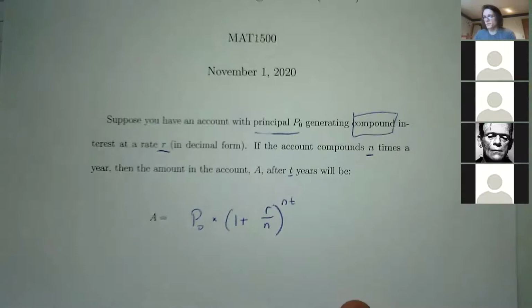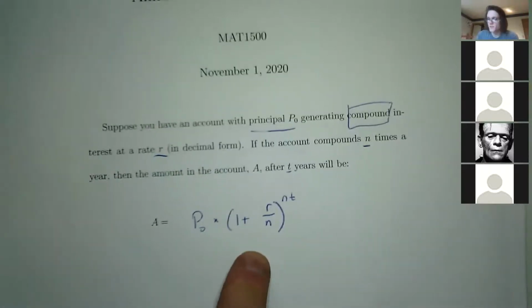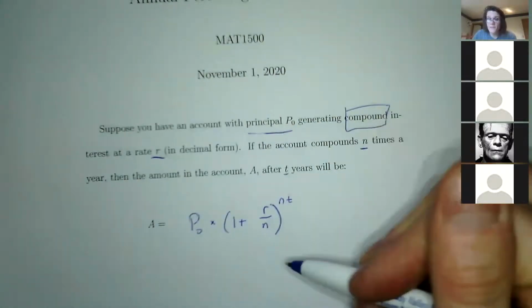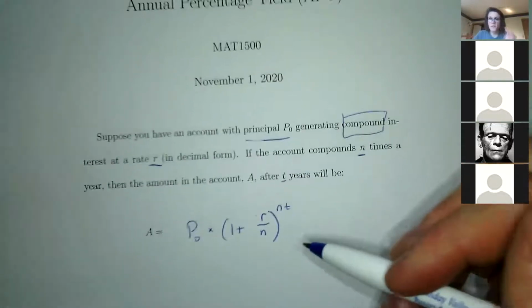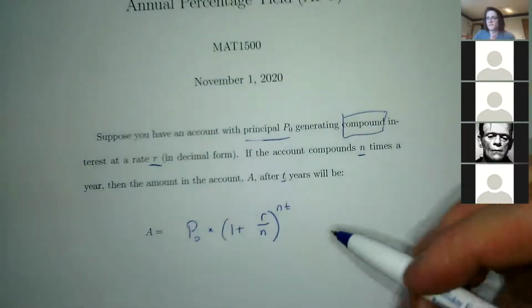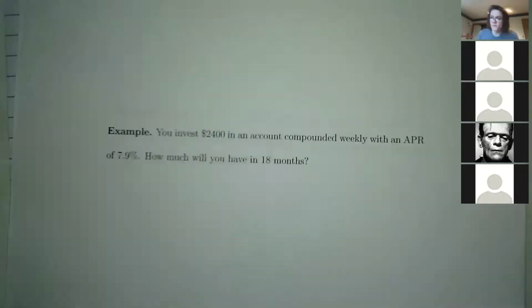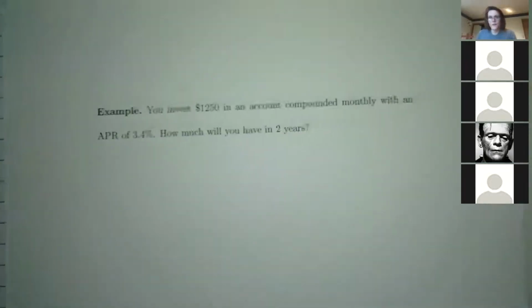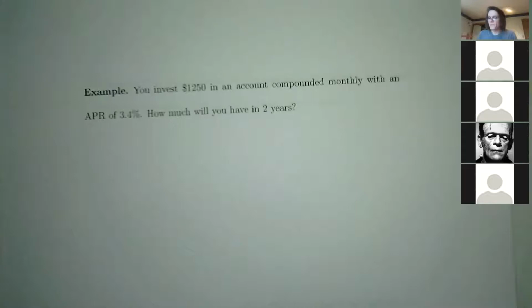So let's try some examples with it. Again, it looks funny, but hopefully we understand where all these come from. Again, the rate is divided by n because R is your APR, your annual percentage rate. So we have to divide it to get the actual growth per period. All right, so I got a few examples here. Let's try this first one.